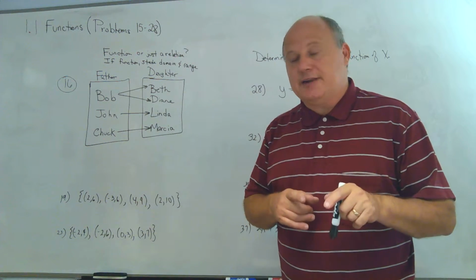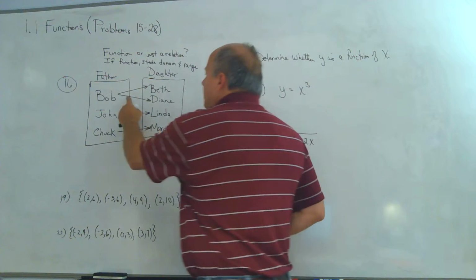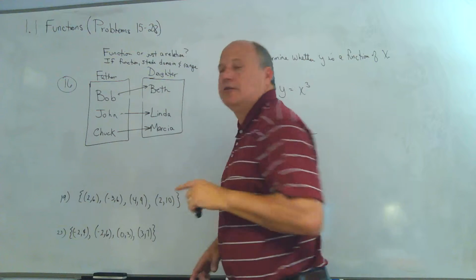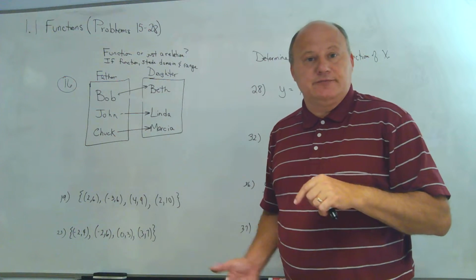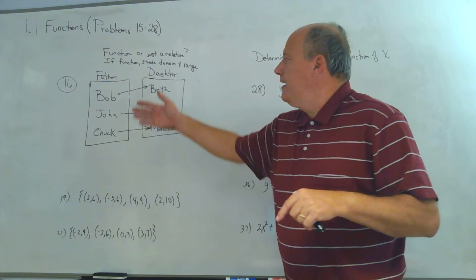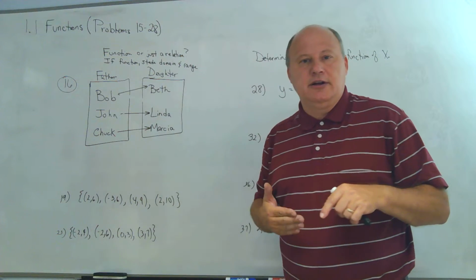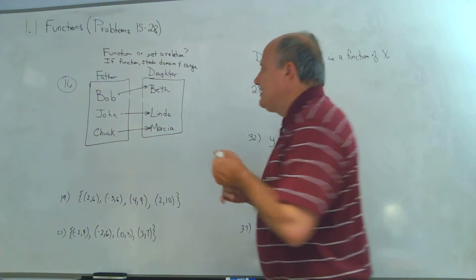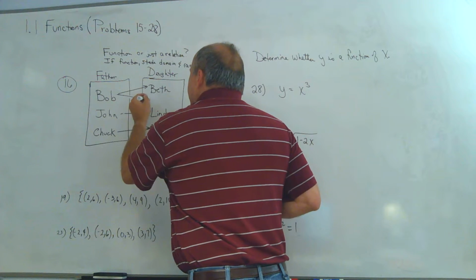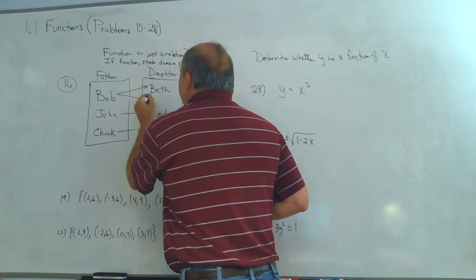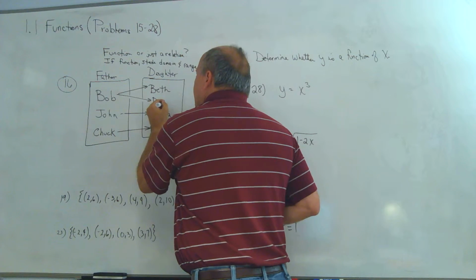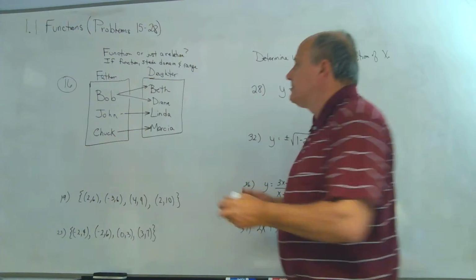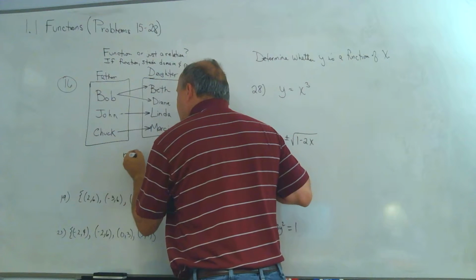But if I remove Diane altogether, then it would be a function. And the domain would be Bob, John, and Chuck. And the range would be Beth, Linda, and Marcia. But as it stands, we have Diane here, and it's not a function. So all you would say is not a function, and you're done.